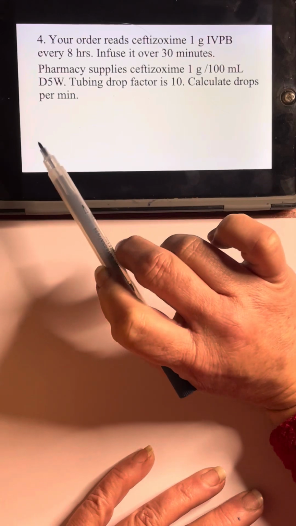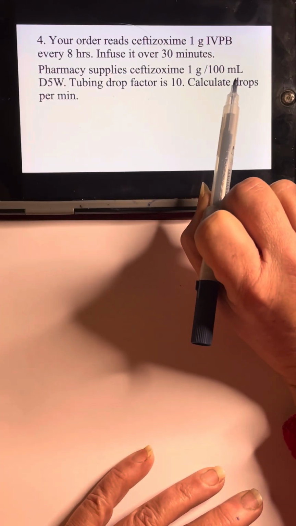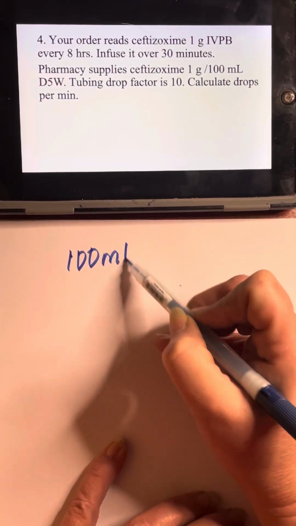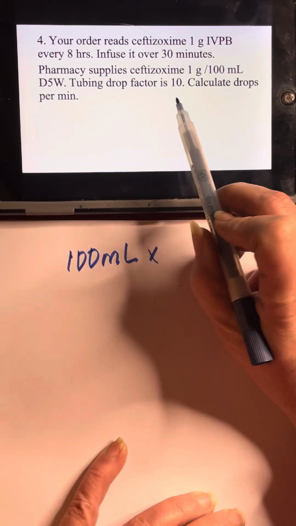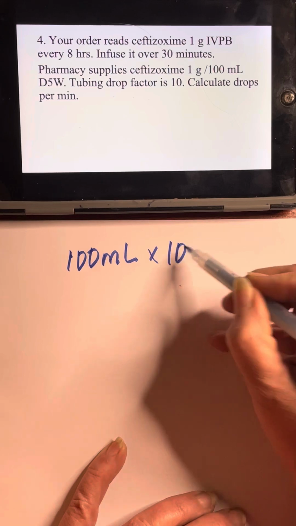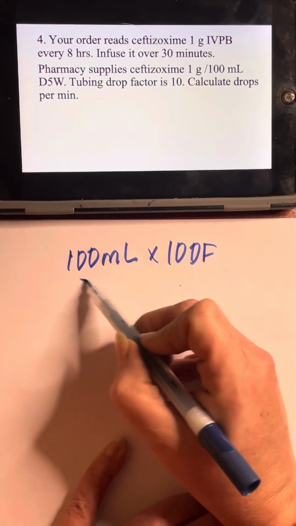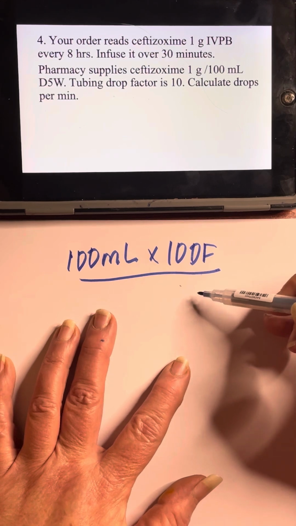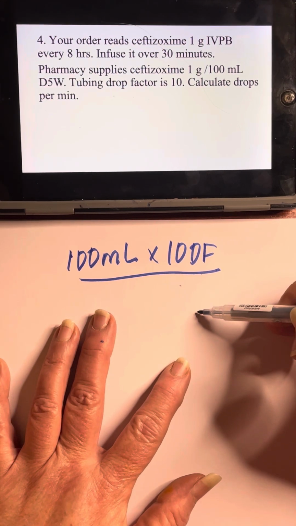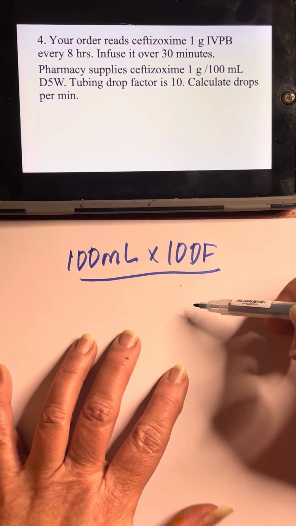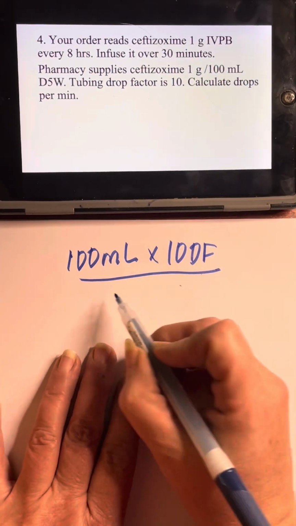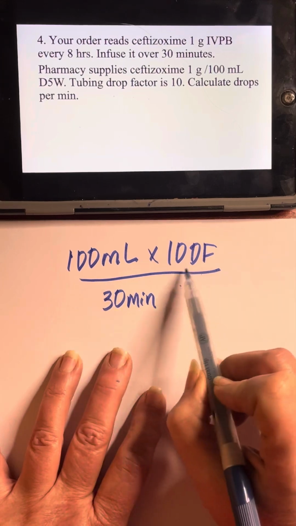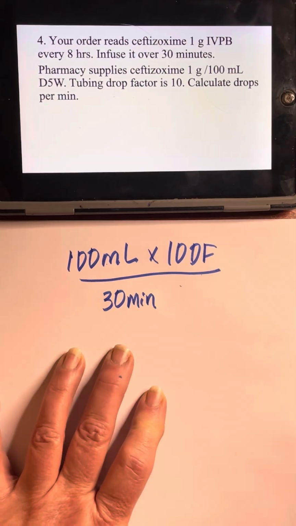So out of all these numbers, we need the total volume, which is 100 milliliters, times the 10 drop factor. They put extra numbers in there because they want to know that you know you don't need them. And you've got to not freak out knowing that you don't need that. And it's going in over 30 minutes. And then we're going to do all the math. That times that divided by that.